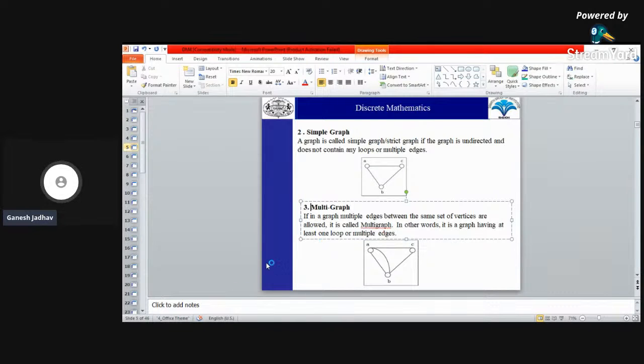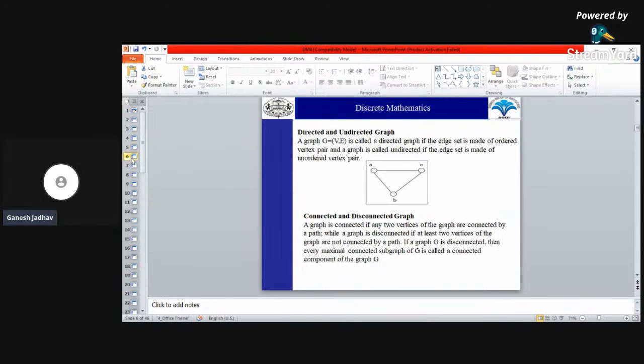If a graph has multiple edges between the same set of vertices, these are the same set: A and B having two edges. So we can say that this is a multigraph. Then another one is the directed and undirected graph.